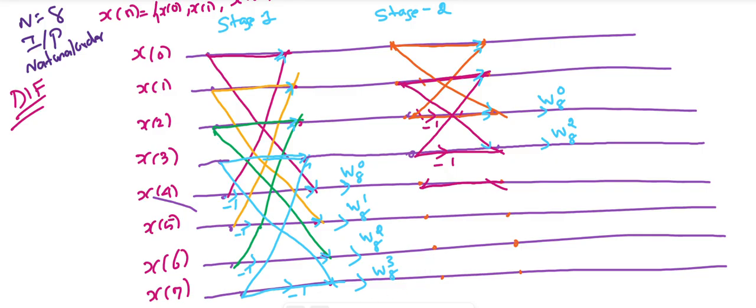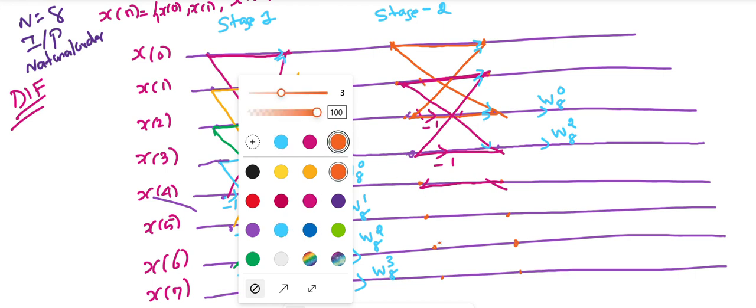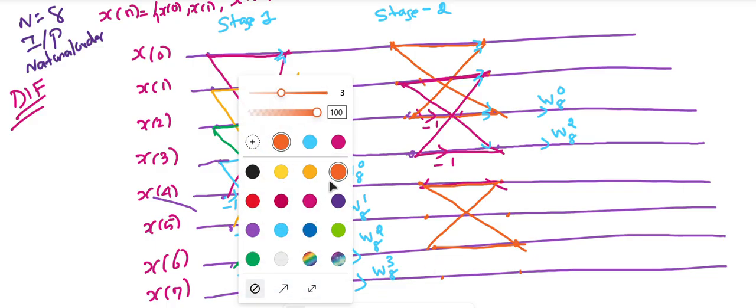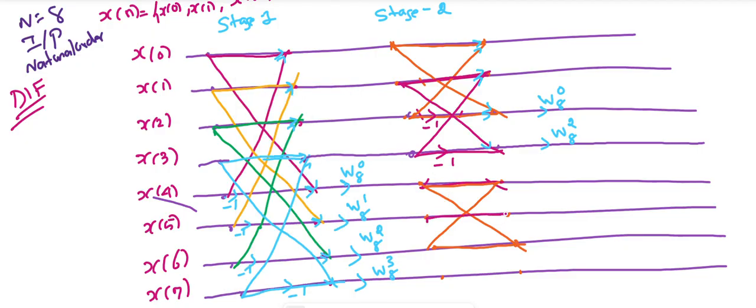Similar way, the butterfly for this one, okay, second one. In each stage the number of butterflies should be N by 2, so 4 butterflies. This should be -1, this should be -1, this wing should be W08, and this should be W28. Okay, the third, this is stage 3.